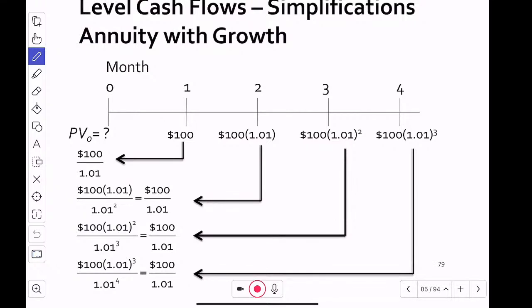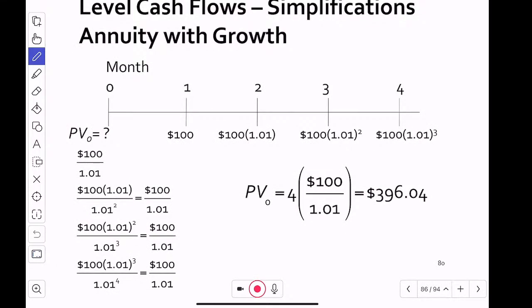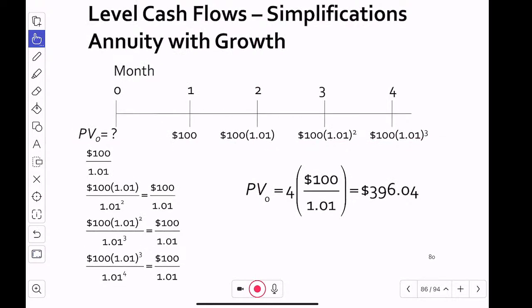This is just reiterating what I said. And here's our result, our answer. So I refer to all these formulas as simplifications to remind you that these are simplifications given certain assumptions or certain characteristics of the timeline, okay? Don't forget those.